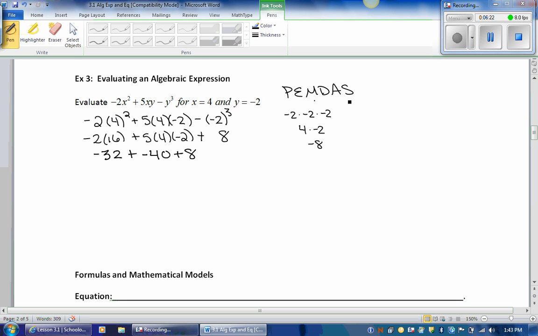And then we're going to go to addition, subtraction, moving left to right. Negative 32 plus a negative 40. Okay, so you're adding two negative numbers, which means you add them together and keep that negative sign. So this becomes negative 72 plus 8. So if I owe somebody negative $72 and I give them 8, how much more did I owe them? Negative 64.